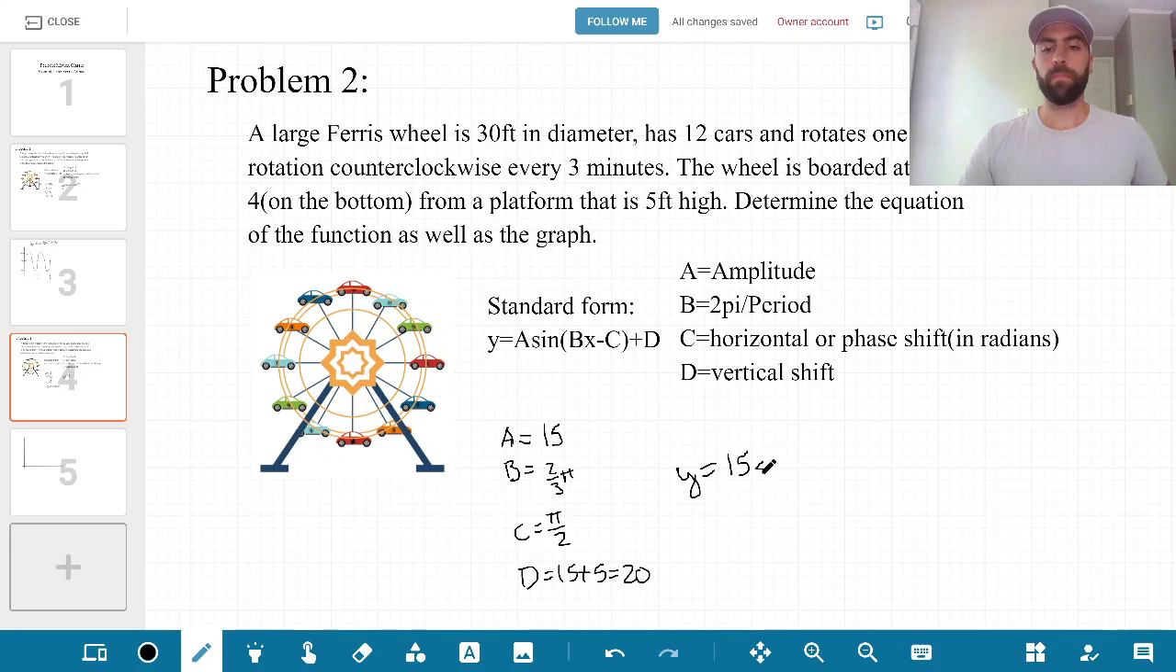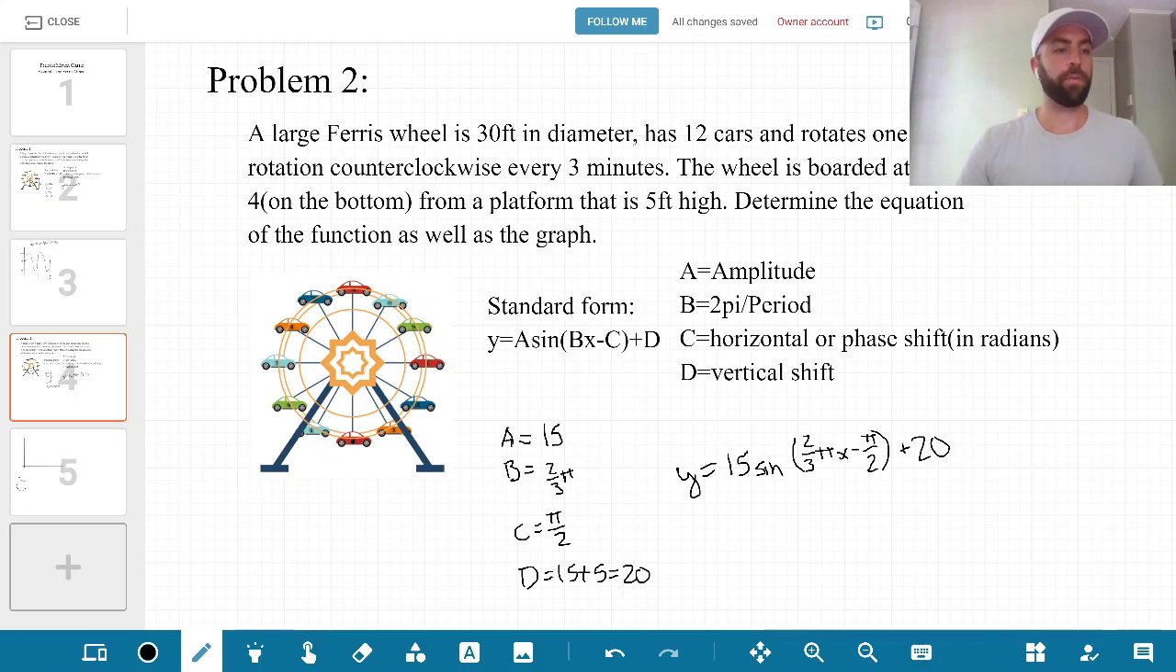which gives us the equation y equals 15 sine 2 over 3 pi x minus pi over 2 plus 20.